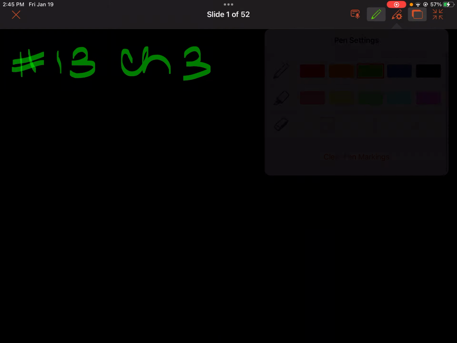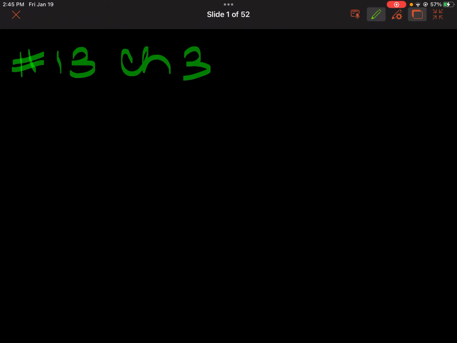At number 13 in chapter 3. I didn't mean to grab the highlighter. So when I'm looking at this probability one, I always draw a chart.